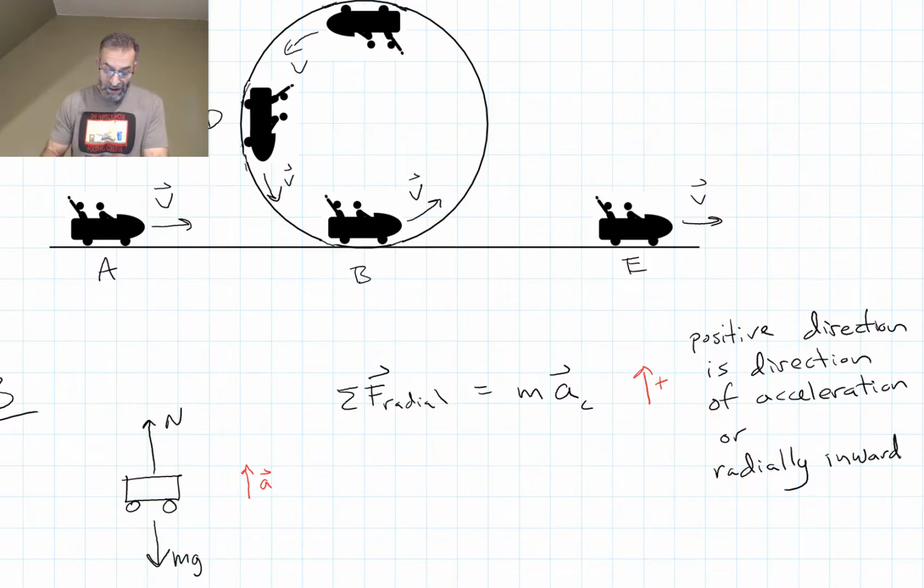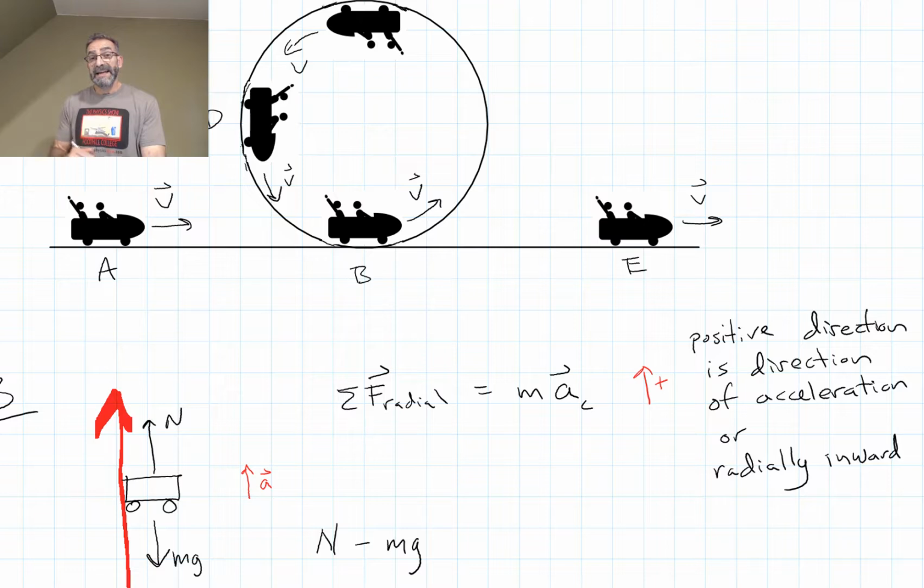And I'll tell you why I like to do that. Because let's take a look at the next step here for our equation. The next step is to fill in what these things are. The net force in the radial direction. Well, I have two forces in that direction. I have a normal force that points in my positive direction. And I have the weight that points in the negative direction. I add those up and I get m times the centripetal acceleration, v squared over r.